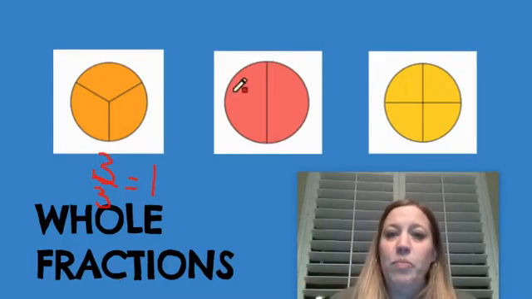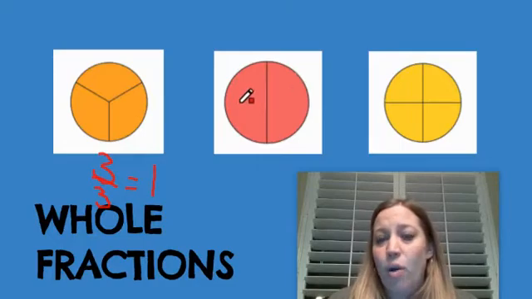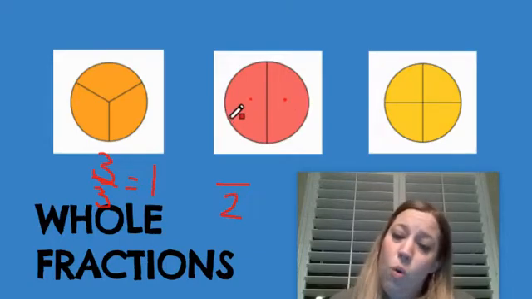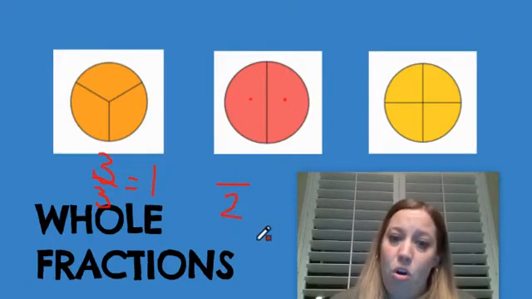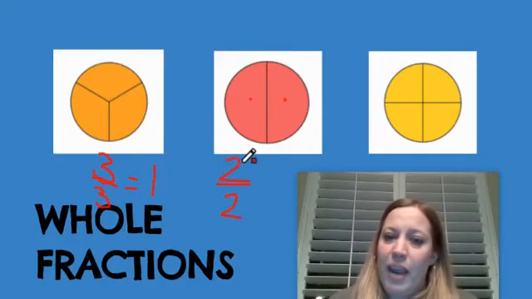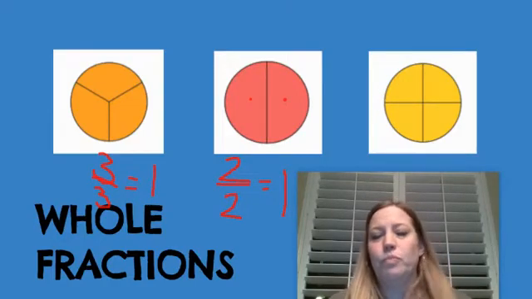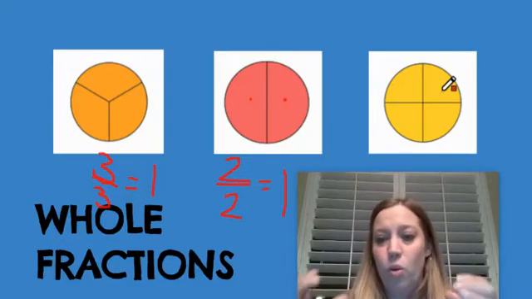Okay, so let's look at this one. If I look for the denominator, I want to know how many pieces. There's one piece, two pieces. My denominator is down, so I put that on the bottom. How many of them are shaded? Well, it's the whole thing. So if it's the whole thing, that means all of the pieces. And if there's all of the pieces, that would be 2 of the 2 pieces. When I have the same numerator and the same denominator, that equals one whole item, one whole shape. Not one whole piece, one whole object.